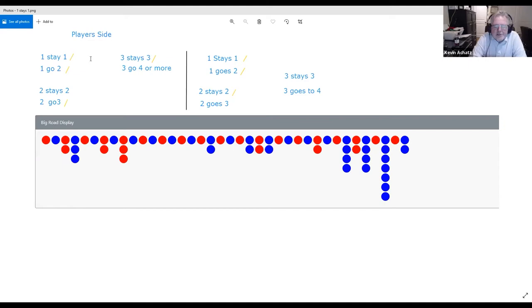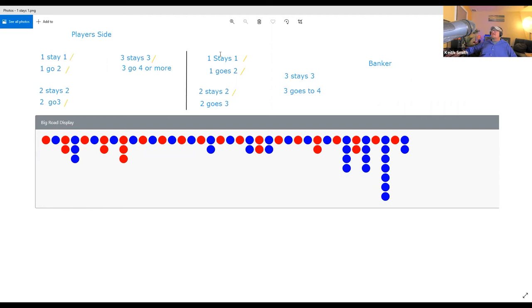So now let's go ahead and do the banker side. Label the banker side if you can. On my screen, I have the interface documentation. There it is, banker. Okay, so now we're here. And let me get my pen back here.